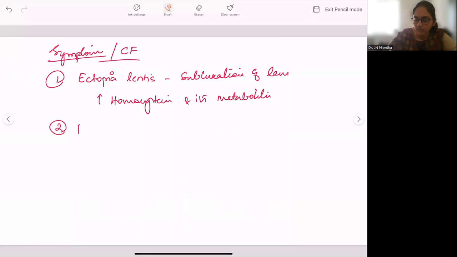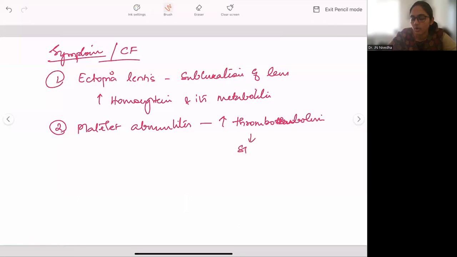The second abnormality can be platelet abnormality. So when there is platelet abnormality, there is increased risk of developing thromboembolism, which can lead to stroke or MI. Yes, so a young patient coming to you with stroke or MI, you check homocysteine levels, it will be elevated in them. All right.